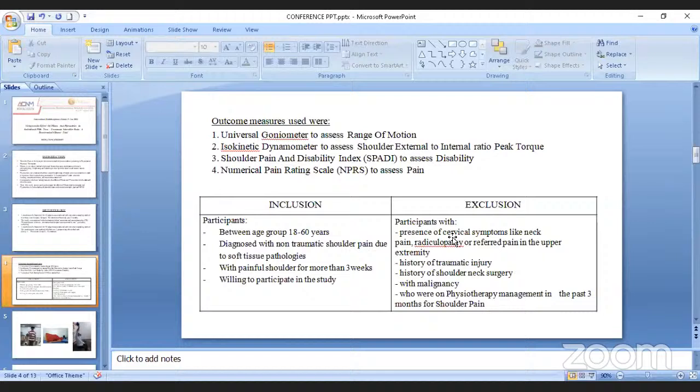The inclusion and exclusion criteria. Inclusion criteria were participants between age group 18 to 60 years, diagnosed with non-traumatic shoulder pain due to soft tissue pathologies with painful shoulder for more than 3 weeks, and willing to participate in the study. Exclusion criteria were participants with presence of cervical symptoms like neck pain, radiculopathy or referred pain in the upper extremity, history of traumatic injury, history of shoulder or neck surgery, malignancy, or who were on physiotherapy in the past 3 months for shoulder pain.